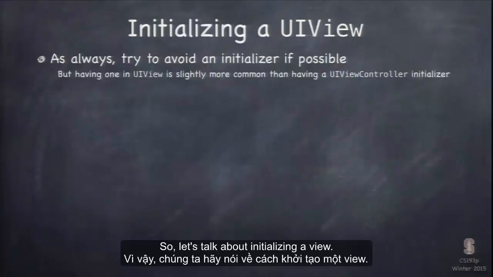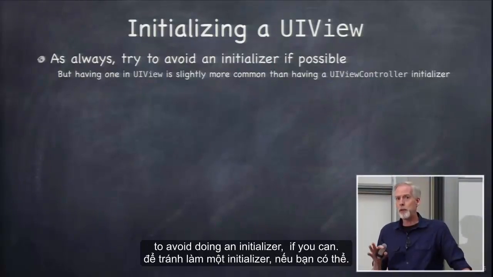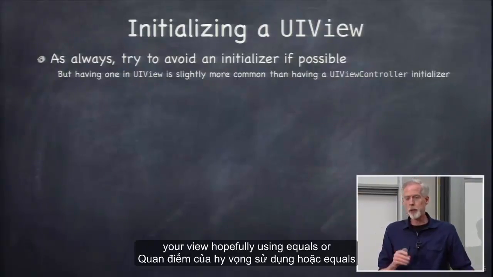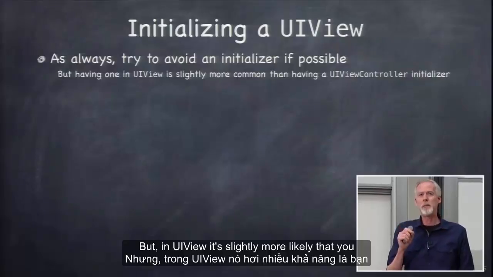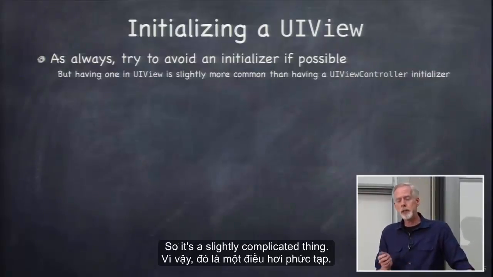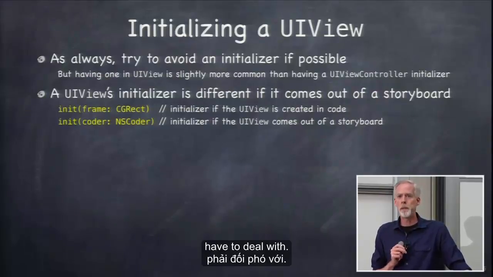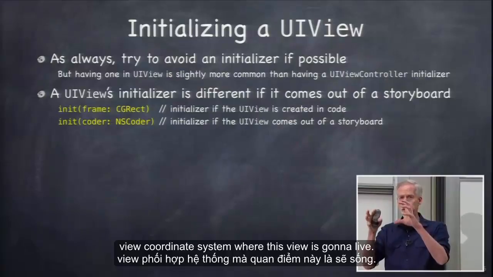Okay? So let's talk about initializing a view. As usual, as I've kind of recommended, you probably want to avoid doing an initializer if you can. So initialize any properties in your view, hopefully using equals or some of the other ways we talked about doing it. But in UIView, it's actually slightly more likely that you might want to have an initializer. So it's a slightly complicated thing, only slightly, in that UIView has two initializers that you have to deal with. And that's because UIViews can be created in two different ways. In code, by just saying UIView and this frame initializer, which is just the frame in the superview coordinate system where this view is going to live.